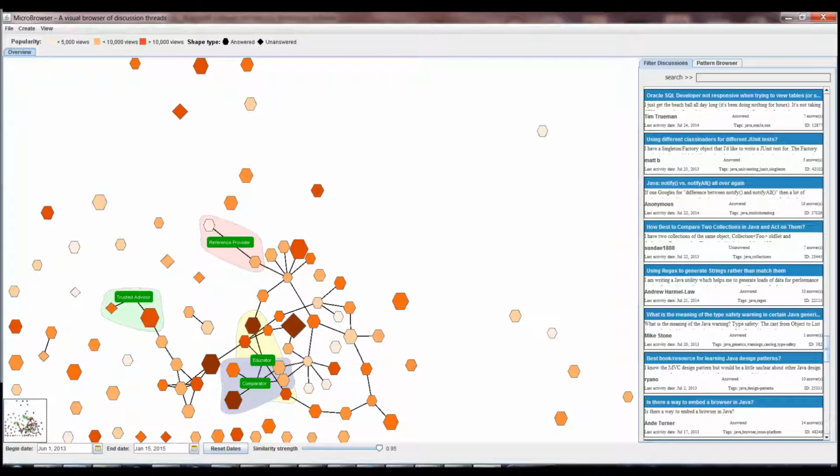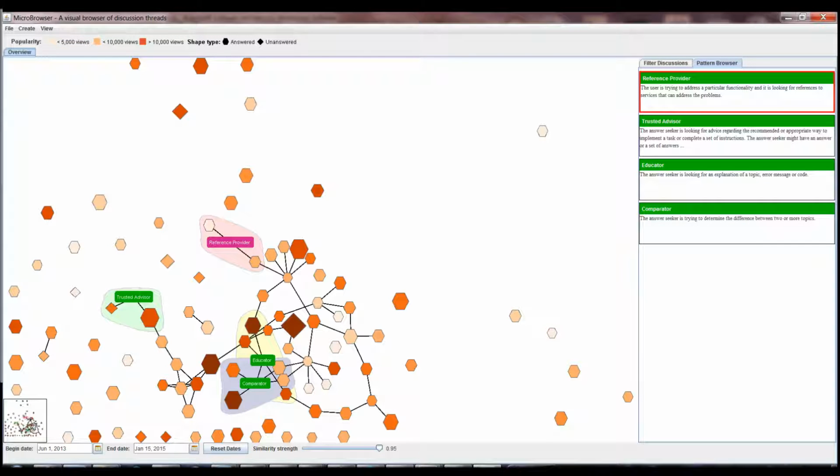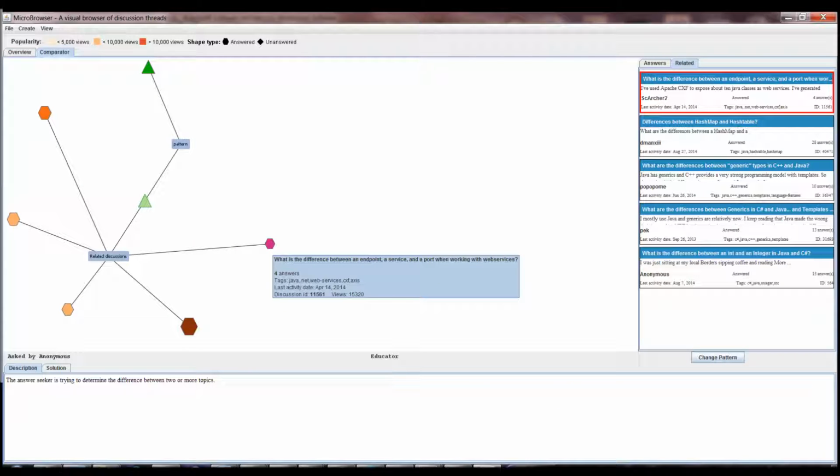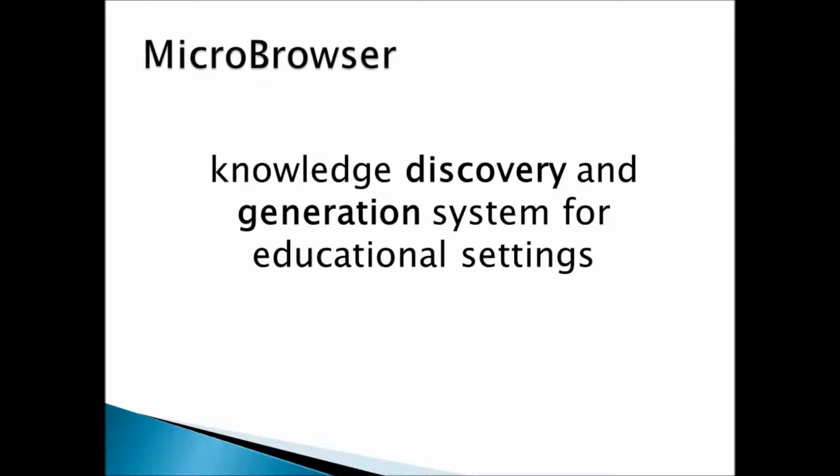Now other students looking for samples of how to answer discussions that compare between topics can use the pattern browser to find relevant patterns. Opening the comparator pattern, students can now find examples of how other students have made use of it. In conclusion, MicroBrowser is a knowledge discovery and generation system for educational settings. Its major contributions include the use of a knowledge graph navigation and the use of patterns for effective knowledge discovery and peer learning.